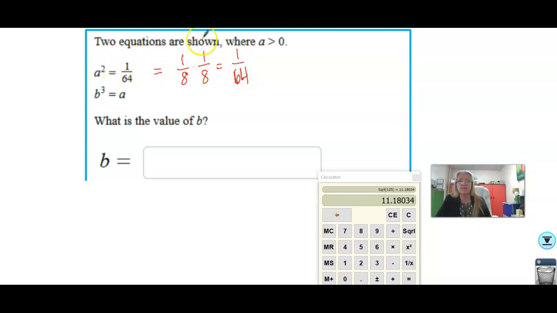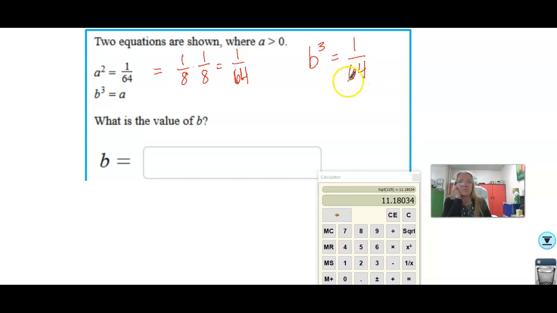So a has to be 1/64. So if b to the third is equal to 1/64, what's b? Well, what number times itself would give us 64? Okay. Let's think about that. We need the cube root of 64.